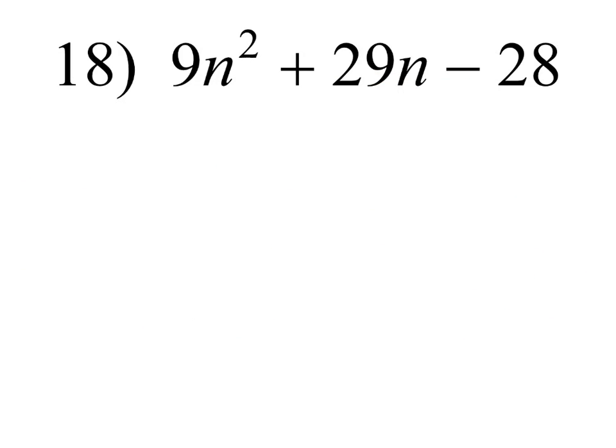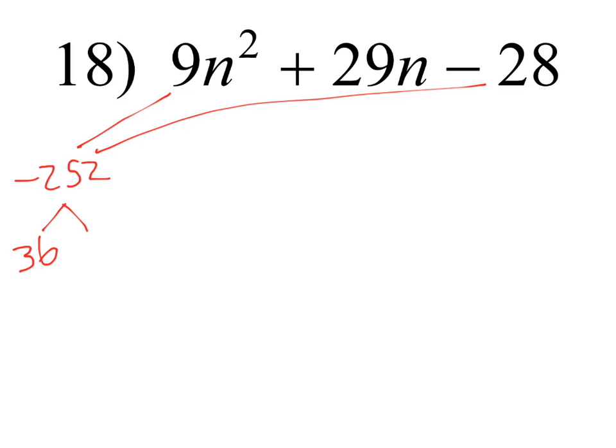Moving on to 18. This one, again, all of them aren't divisible by 3, which are the factors of 9, so we really can't do any dividing right at the start. But we can multiply those together. You'll get a negative 252, which is kind of a big one, and we're trying to figure out what factors add up to give you 29. You have to do a little bit of experimenting, but eventually you'll get to 36 and negative 7. And so those are what we're going to write in here.